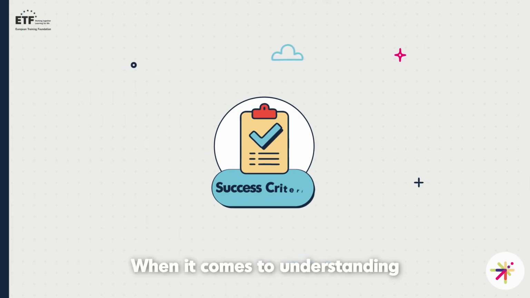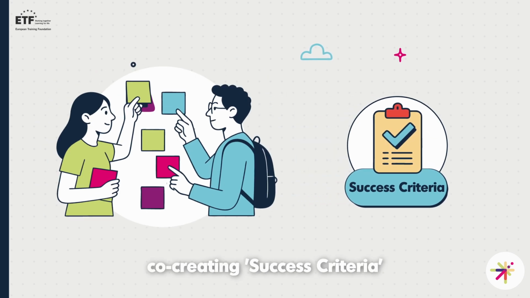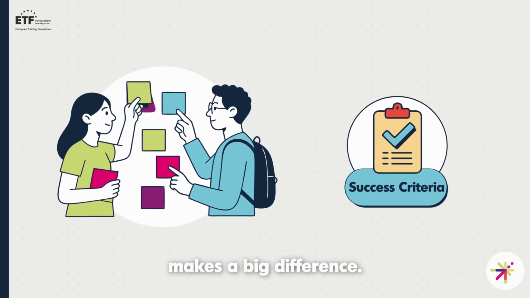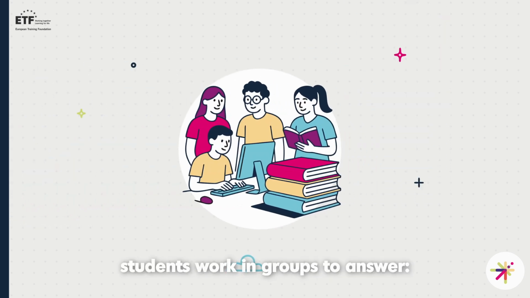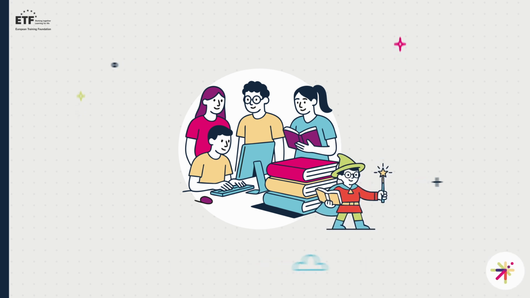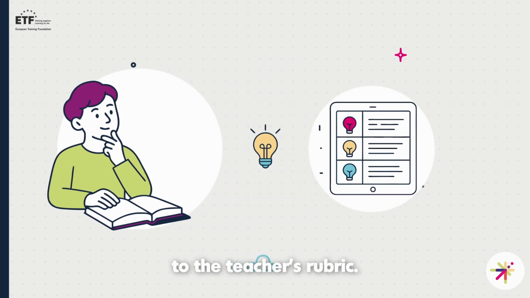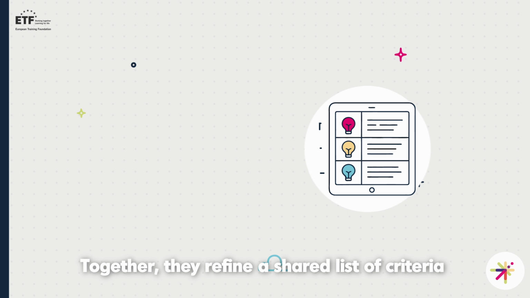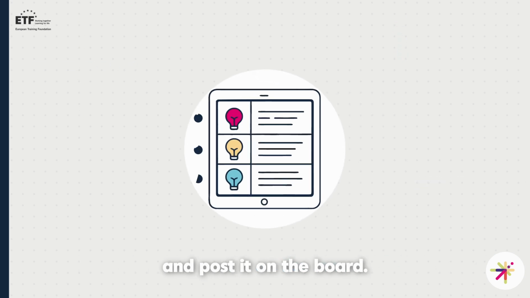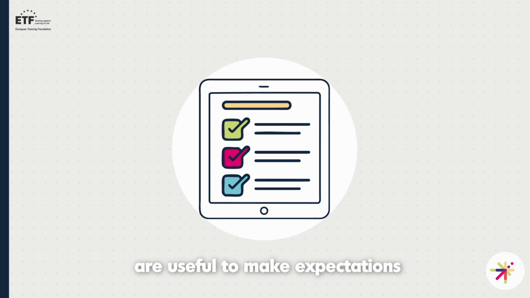When it comes to understanding what success looks like, co-creating success criteria makes a big difference. In a writing class, students work in groups to answer, what makes a great story? They generate ideas which are then compared to the teacher's rubric. Together, they refine a shared list of criteria and post it on the board. Tools like checklists and model paragraphs are useful to make expectations concrete and accessible.